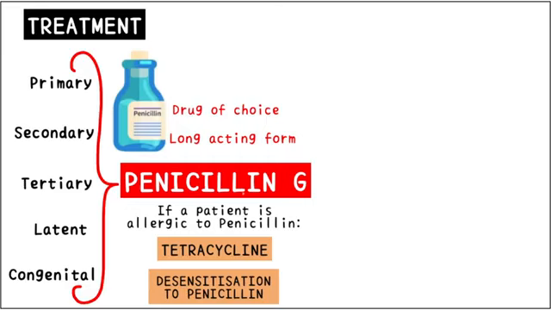An important part of treatment is a systemic reaction called the Jarisch-Herxheimer reaction, which we will look at in detail in another video. Syphilis is a disease that can be transmitted very easily.